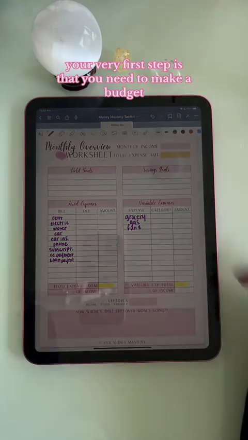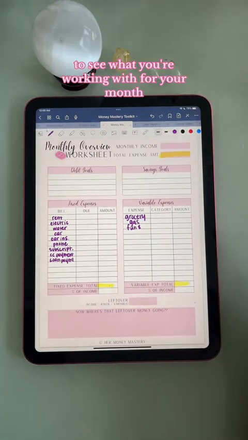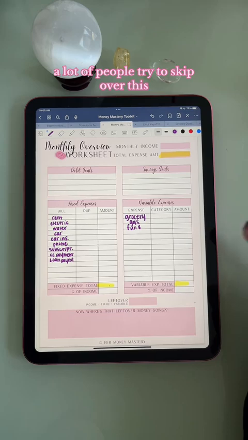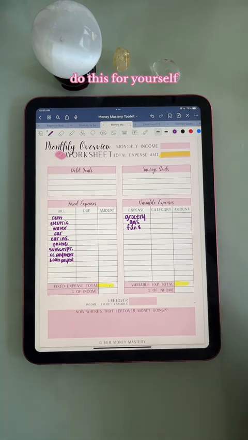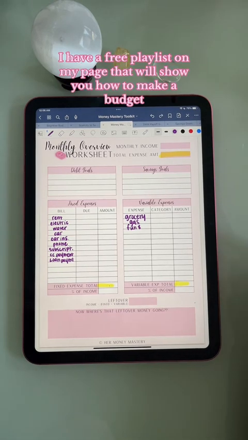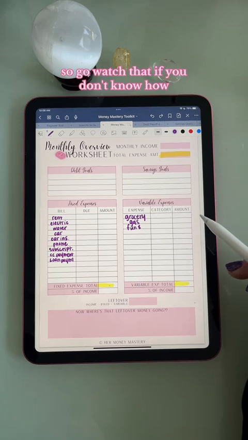Your very first step is that you need to make a budget to see what you're working with for your month. A lot of people try to skip over this. Don't skip over this. Do this for yourself. Sit down and make yourself do it. I have a free playlist on my page that'll show you how to make a budget and all the different elements, so go watch that if you don't know how.